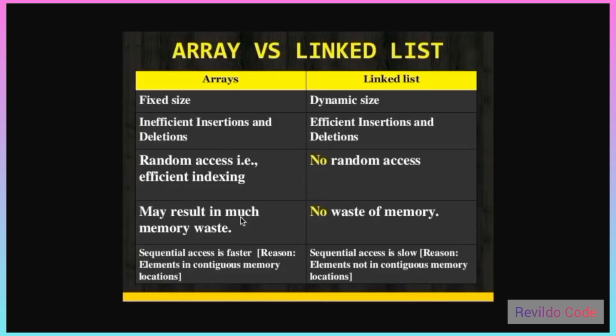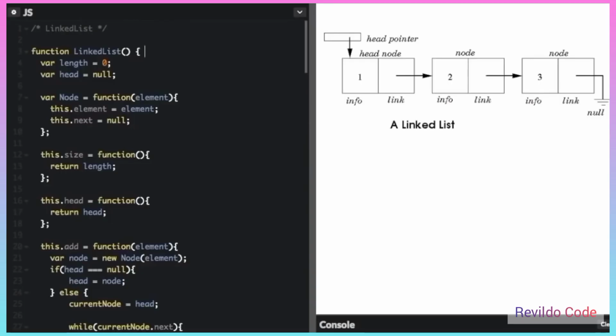And then for arrays, they may result in much memory waste. To make up for the fact that arrays can only be made at a fixed size, sometimes they will be created a lot bigger than what you really need to make sure you have enough room for everything. However, in a linked list, because of the dynamic size, there is no wasted memory. And then we have really fast sequential access for arrays and slow for linked lists.